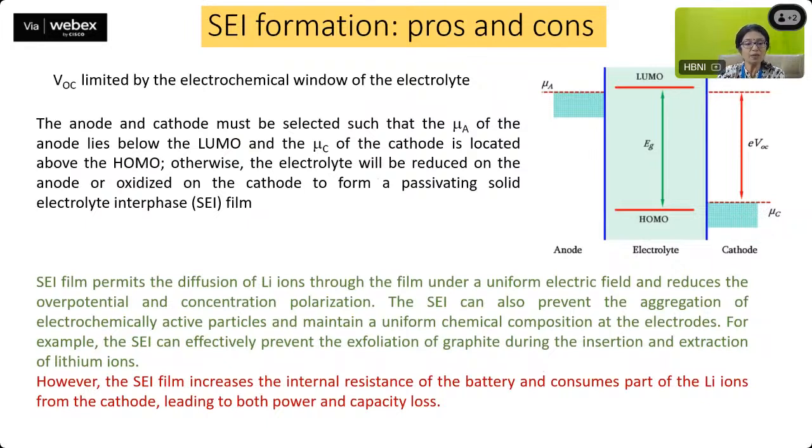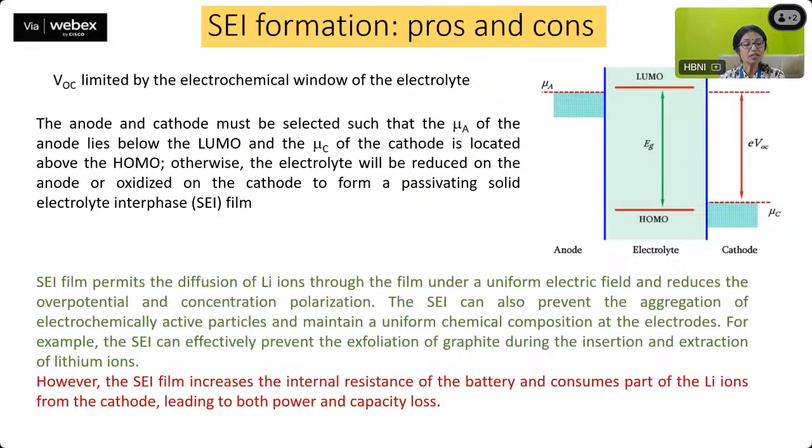And when this happens, the electrolyte will be reduced on the anode or oxidized on the cathode, and they will form a passivating solid electrolyte interface, which is known as an SEI film. This solid electrolyte interface, in short, is known as an SEI film, and this generally forms on the anode. But this SEI film formation is not all bad. SEI film formation is good.